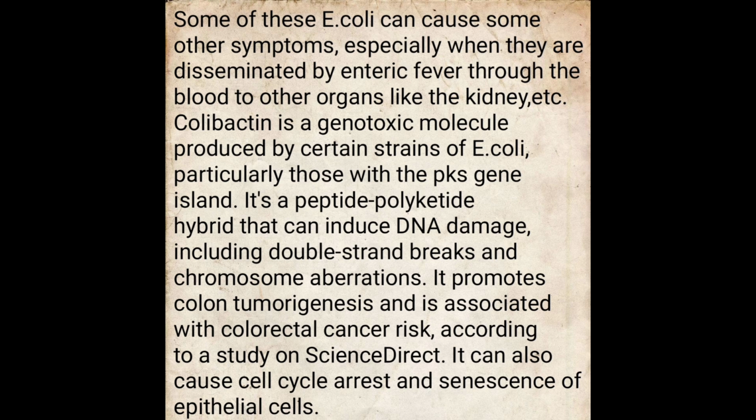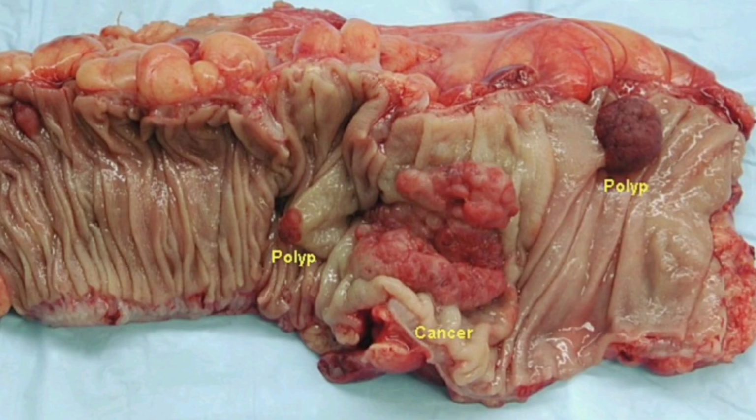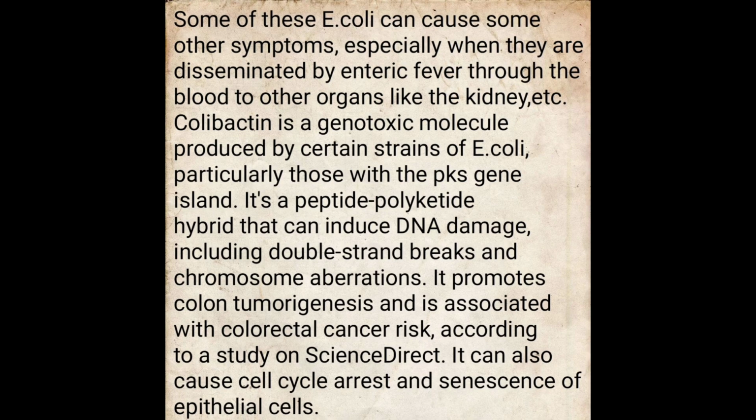Colibactin on its own is a genotoxic molecule produced by certain strains of E. coli, particularly those with the PKS gene island. It is a peptide-polyketide hybrid that can induce DNA damage, including double-strand breaks and chromosome aberrations. It promotes colon tumorigenesis and is associated with colorectal cancer risk, according to a study on Science Direct. So it can also cause cell cycle arrest and senescence of epithelial cells.